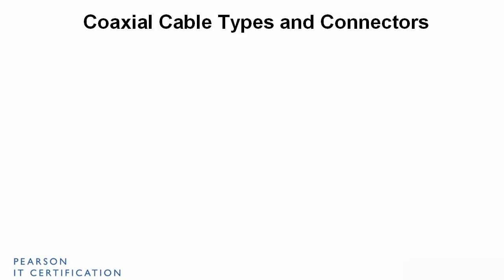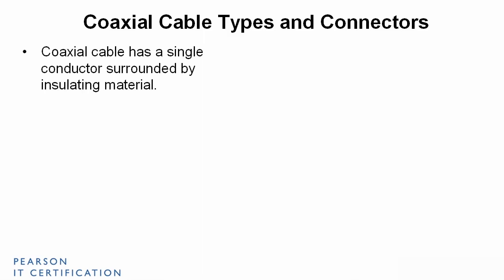Let's talk a little bit about coaxial cable and fiber optic cable. Coaxial cable is another way to transfer data over the network. Generally, you're going to use twisted pair, and we'll talk about that later in this lesson in more depth. But sometimes you might use coaxial as well.